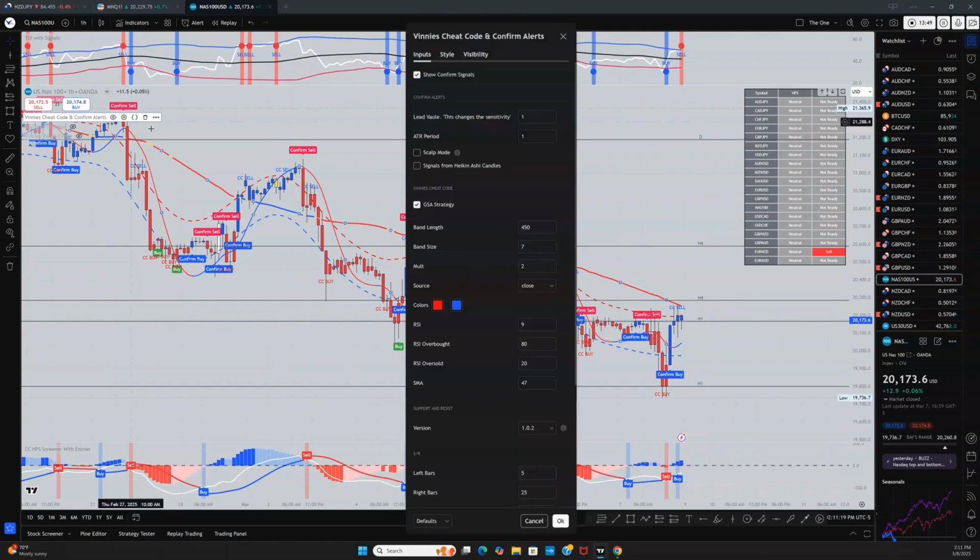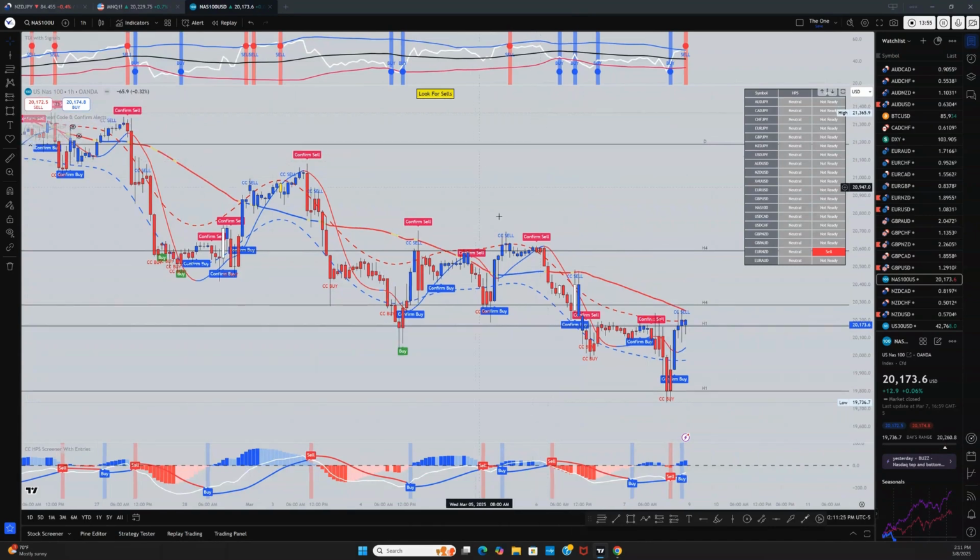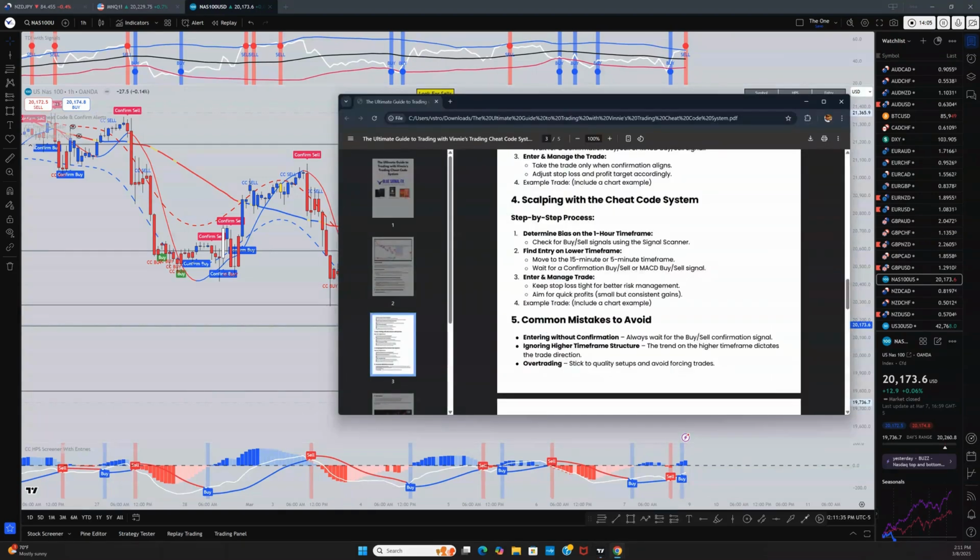Or on the cheat code, we can turn on scalp mode. Scalp mode is going to tell you what to look for based off the 47 moving average. So it's telling us to look for sells here on the 1 hour time frame. So again, let's go back to the guide. The guide says find an entry on a lower time frame. Move to the 15-minute or 5-minute time frame for your entry.